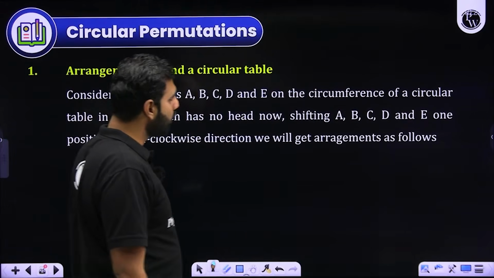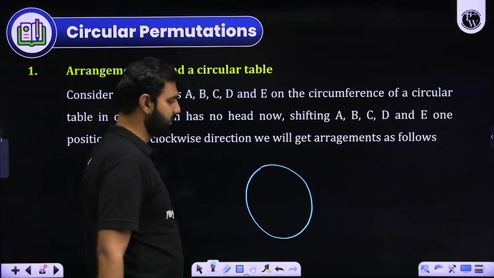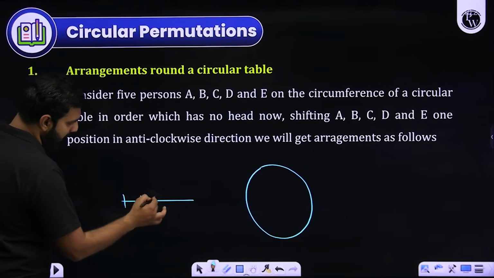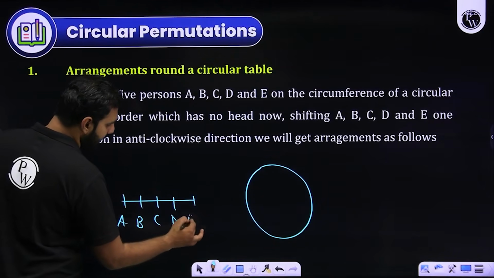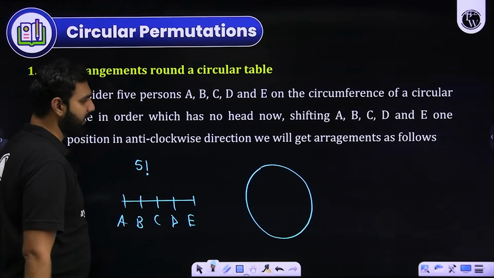Here, when you talk about circular arrangements, let's say there are 5 persons. Previously, let's say there was a linear arrangement and I am asking these 5 persons A, B, C, D and E to sit on these 5 chairs. I would have said the number of arrangements could be 5 factorial.